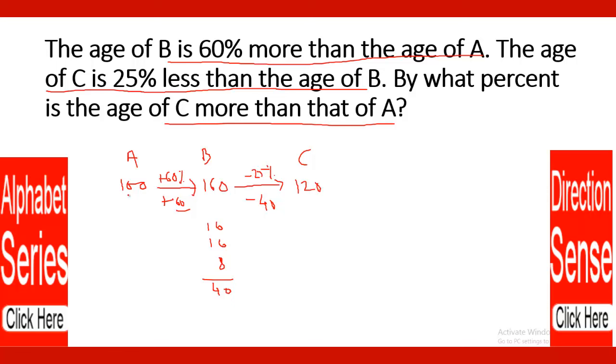So if A is 100, B will be 160 and C will be 120. So in percentage, what is the relation between A and C? C is 20 years more than A, and it means that it is 20% more. So the age of C is 20% more than that of A.